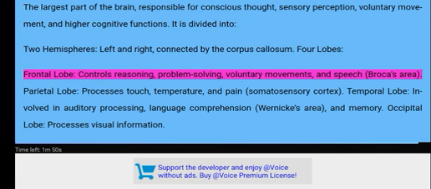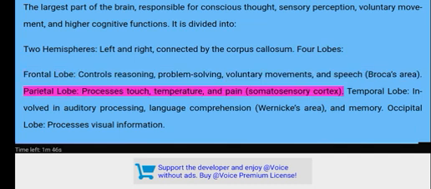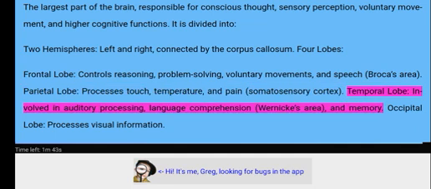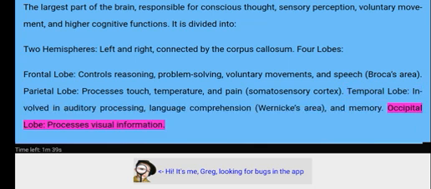4 lobes. Frontal lobe, controls reasoning, problem-solving, voluntary movements, and speech (Broca's area). Parietal lobe, processes touch, temperature, and pain (somatosensory cortex). Temporal lobe, involved in auditory processing, language comprehension (Wernicke's area), and memory. Occipital lobe, processes visual information.